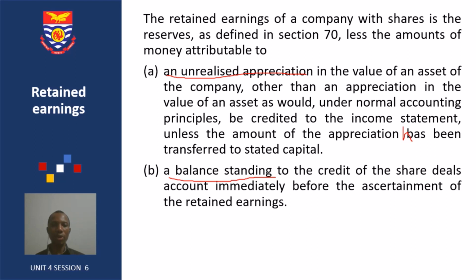So when you have your reserve, then retained earnings: your reserve minus this unrealized appreciation, let's assume that is A. Then this other amount, let's say it is B. So the retained earnings will be reserve minus A, which is the appreciation of the value of the asset, and B, which is the balance standing to the credit side of the share premium account. The answer will give you the retained earnings.